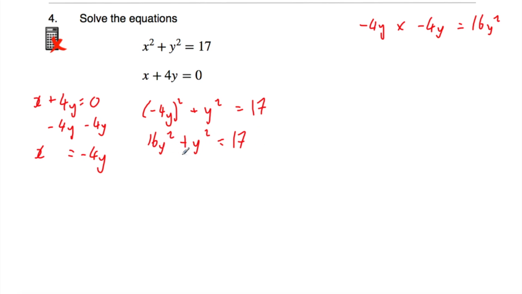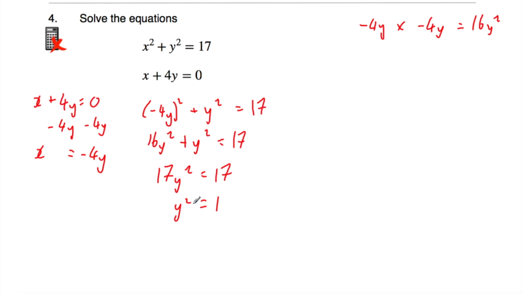Well, let's add these together. 16y squared plus y squared is 17y squared, and that's equal to 17. We now want to find out what y is, so let's divide both sides by 17. If we divide 17y squared by 17, we're left with y squared, or 1y squared, which is y squared. And then 17 divided by 17 is 1. So if we divide both sides, we get y squared equals 1.